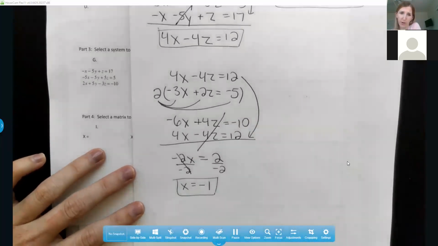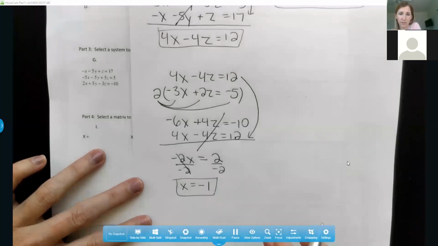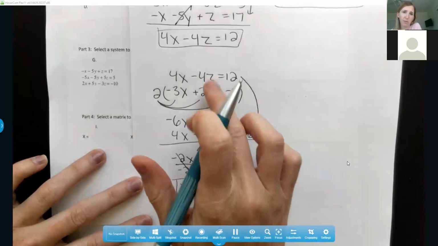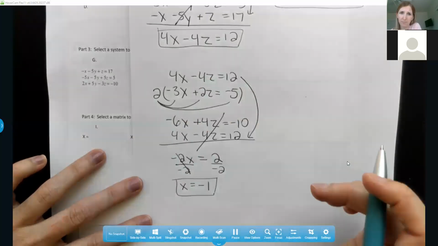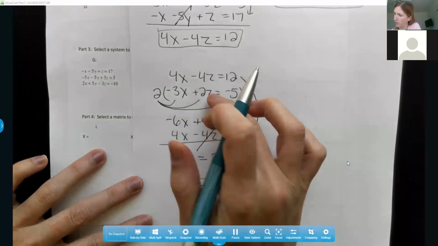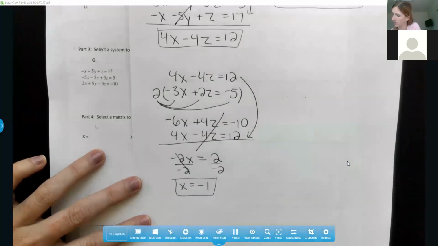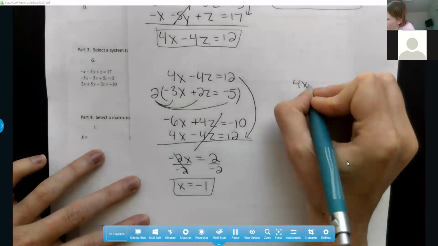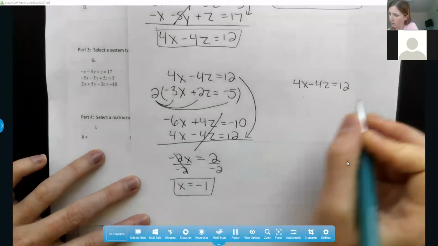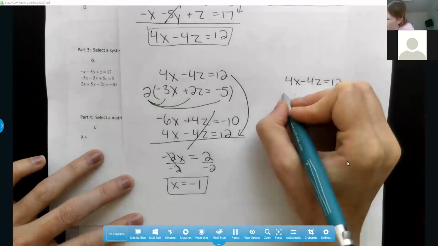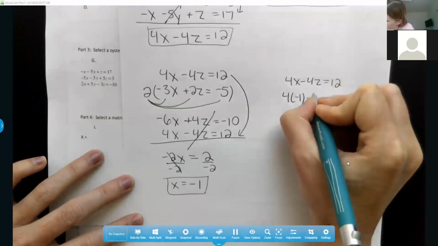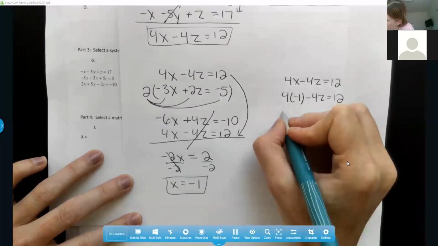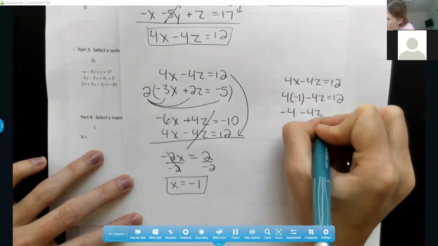So I have my first variable. Okay. So now I can take this and plug it back into one of these two equations to find what z would be. So which one of these two equations do you want to use? The first one. Okay. The one at the top. All right, so 4x minus 4z equals 12, and we're just going to plug in -1 for the x. So 4 times a -1 gives me a -4.